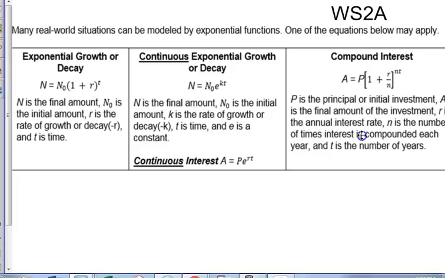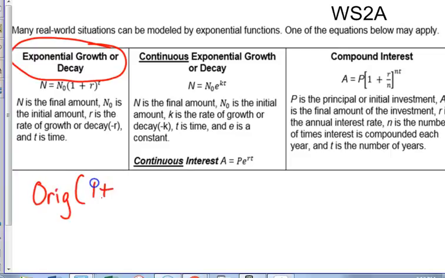We need to know these 3 concepts. You have been doing this since Algebra 1. Exponential growth or decay, you were taught, is the original value times 1 plus or minus some rate of increase or decrease, to the time. So let me give you an example of what you did.